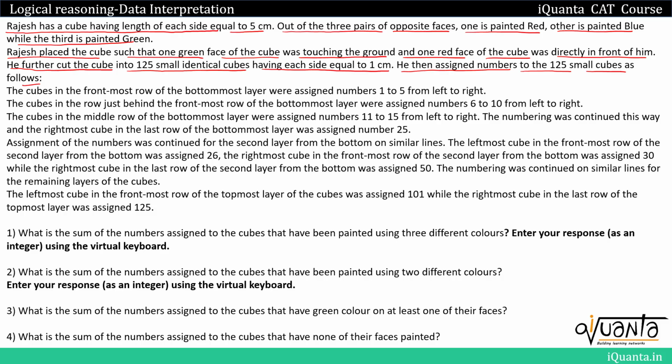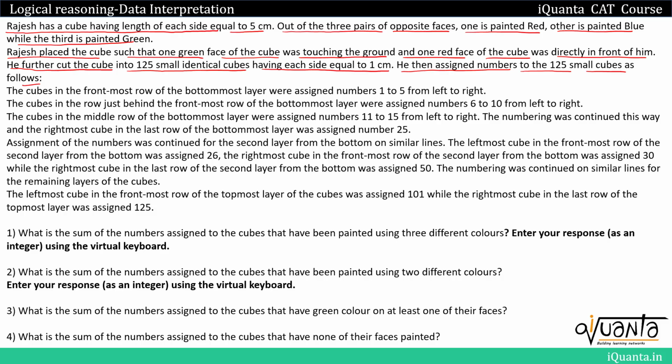So basically we have a cube of side 5 cm. A pair of opposite faces is painted red, other pair of opposite faces is painted blue, and the rest two opposite faces are painted green. The green face is touching the ground, the red face is in front of Rajesh. Then he is dividing that 5 cm cube into 125 smaller identical cubes. Then after that he is numbering those 125 cubes in the following manner.